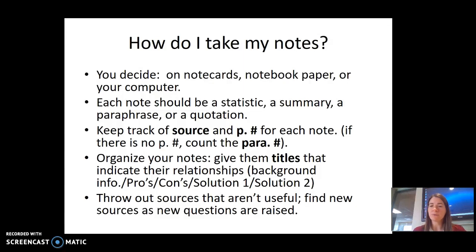But you might have those pros and cons broken down into little mini subtopics. So you might have the cons of healthcare in terms of the type of care that you get. Or you might have something that's related to finances, the cost of care. So these titles will help you to organize your notes in the paper. And just throw out sources that aren't useful. You may have put some sources on your working bibliography that you plan to use, and later you read them and you're not going to use anything from them. That's fine. Just get rid of them and find new sources.